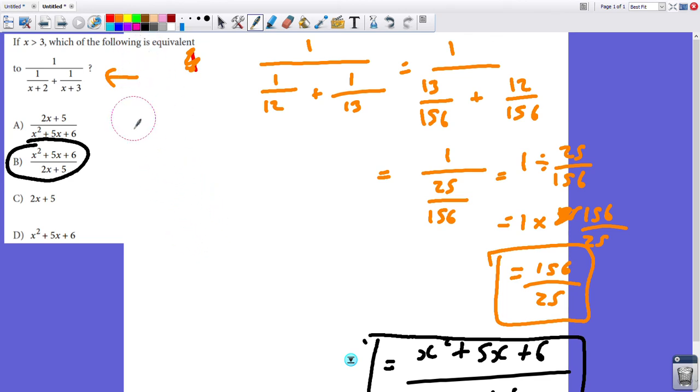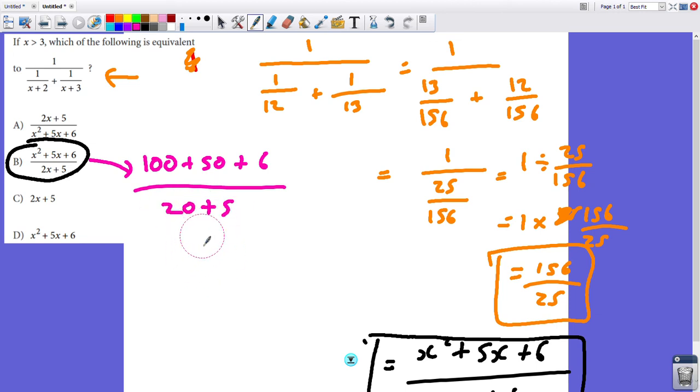Let me now plug in 10 into the thing I think is the answer and see if we get 156 over 25. 10 squared is 100, 5 lots of 10 is 50, plus 6, 10 lots of 2 is 20, plus 5. 100 plus 50 plus 6 is 156, 20 plus 5 is 25, and these two things are equal, therefore our answer of B is correct.